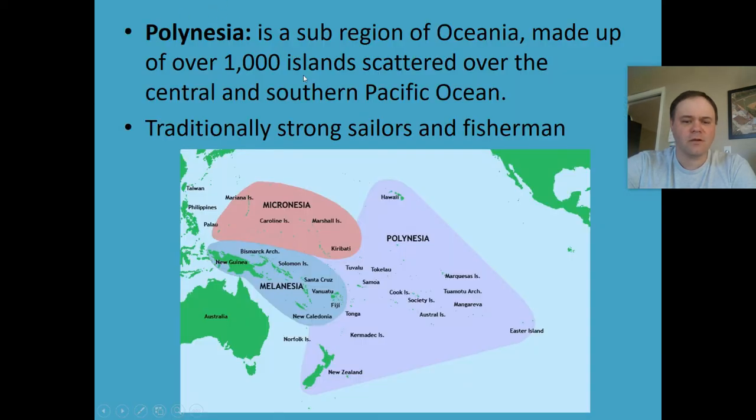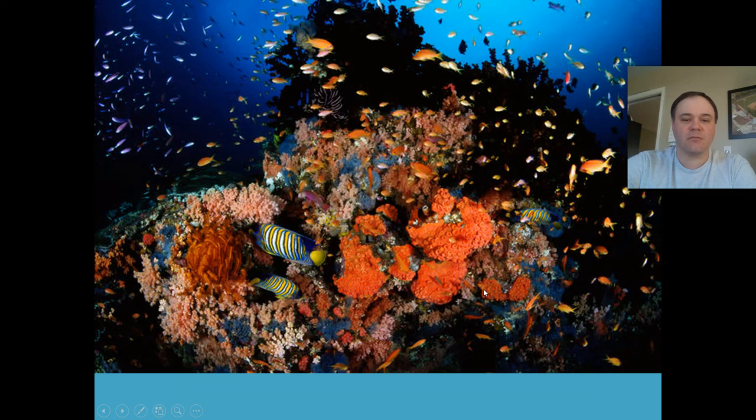Here's Polynesia. Poly, many, right? That's what it means. So Polynesia means many islands. You have over 1,000 islands scattered throughout this area. Many are different countries. Some are territories.